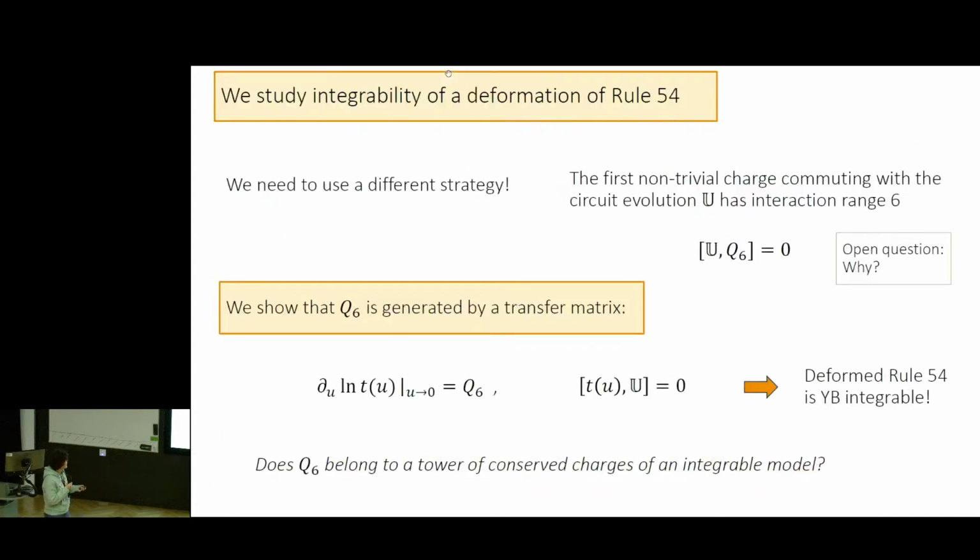And luckily there is. So to prove this, we really needed to use a different strategy. And the strategy was to notice that if you take the dynamical evolution of your system and you check which is the first non-trivial charge that commutes with it, you will see that it has interaction range 6. And now this range 6 charge is really the main protagonist of our proof, because what we did was to use the boost automorphism mechanism to show that this charge Q6 belongs to a tower of conserved charges of an integrable model. So the question on integrability can be brought into a different form, that is, does Q6 belong to a tower of conserved charges of an integrable model?